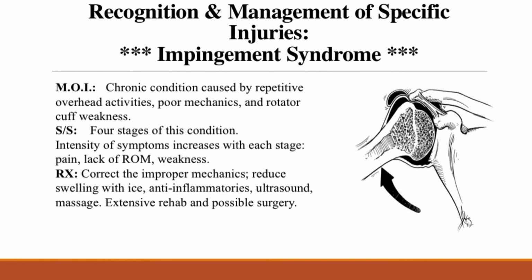Rehabilitation is extensive and requires strengthening of the rotator cuff muscles, the core, and the scapular stabilizers. Stretching the anterior muscles is also necessary to correct postural misalignment. Surgery may be required for severe impingement syndrome and includes debriding the joint and reattaching a torn rotator cuff.